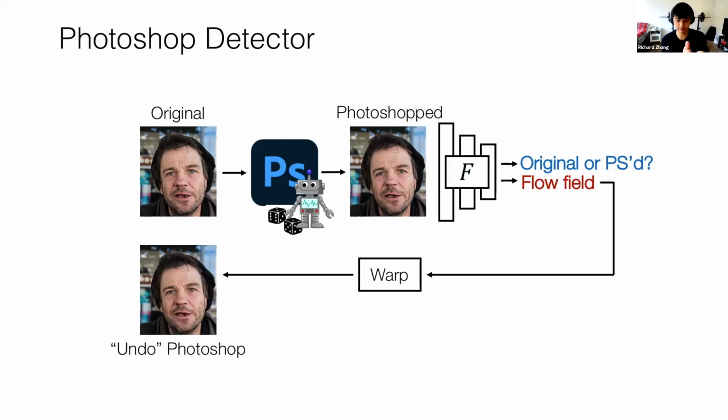I guess there should be an arrow from the Photoshopped image down to the warp box. And that would hopefully allow you to recover the original image. Now, it turns out this is very difficult to train, and it took a lot of hard work from the undergrad, the first author here. But it turns out you can do it if you set the right number of losses.